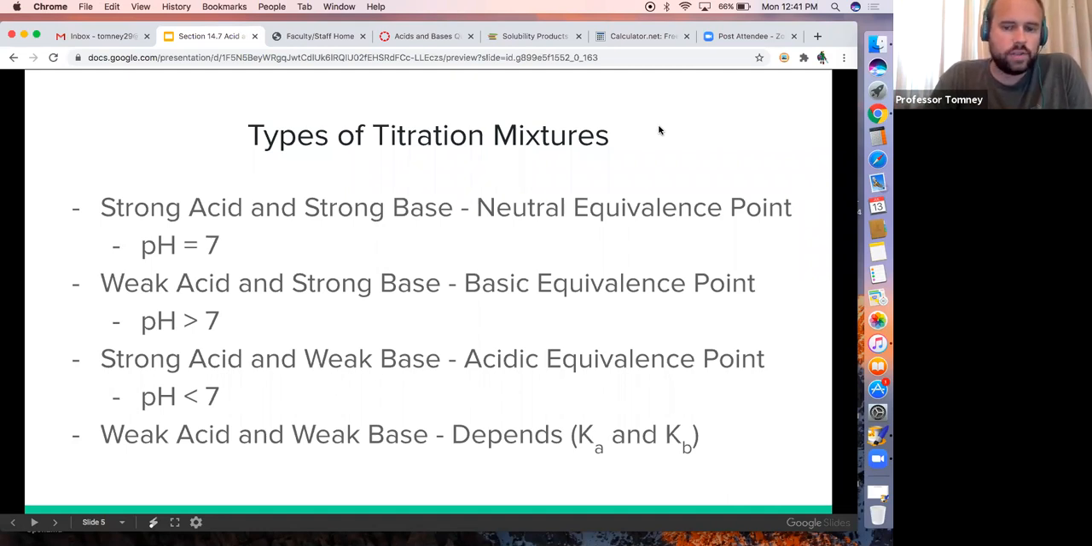In this case, you have to look at the Ka and the Kb independently. So Ka and Kb are both representatives of how strong an acid is and how strong a base is. So in that case, you have to look at, is the Ka a greater value or is the Kb a greater value? Because that's going to determine what will predominate when you get to that equivalence point. Will it be the acid or the base as far as the strength?